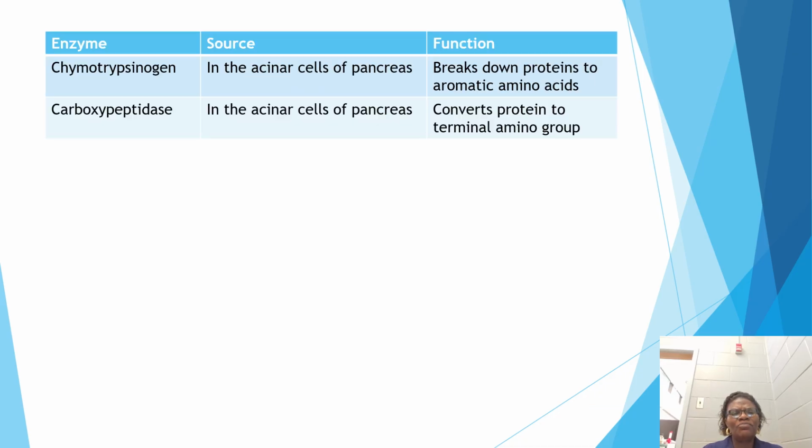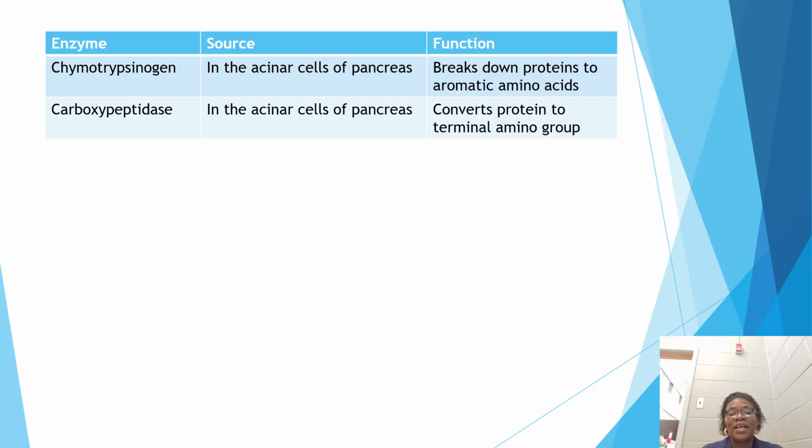Then we have another enzyme that is referred to as chymotrypsinogen. Chymotrypsinogen is found in the acinar cells of the pancreas. It is important in the breaking down of protein into amino acids.